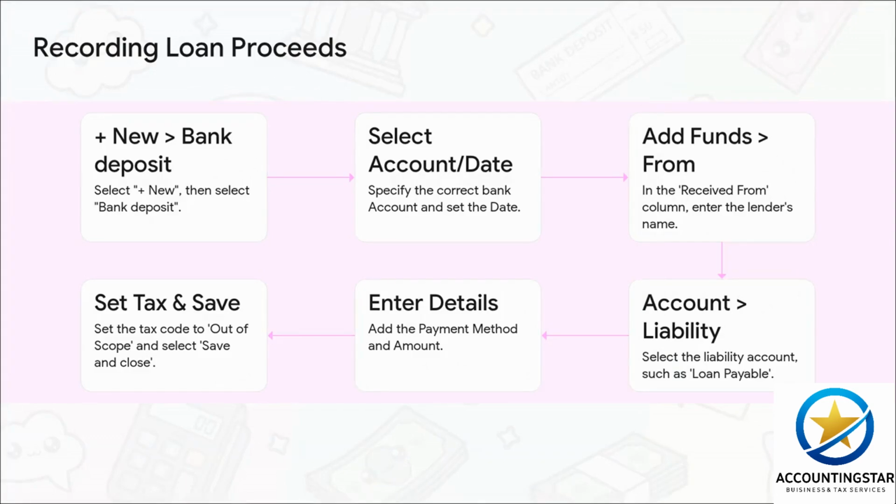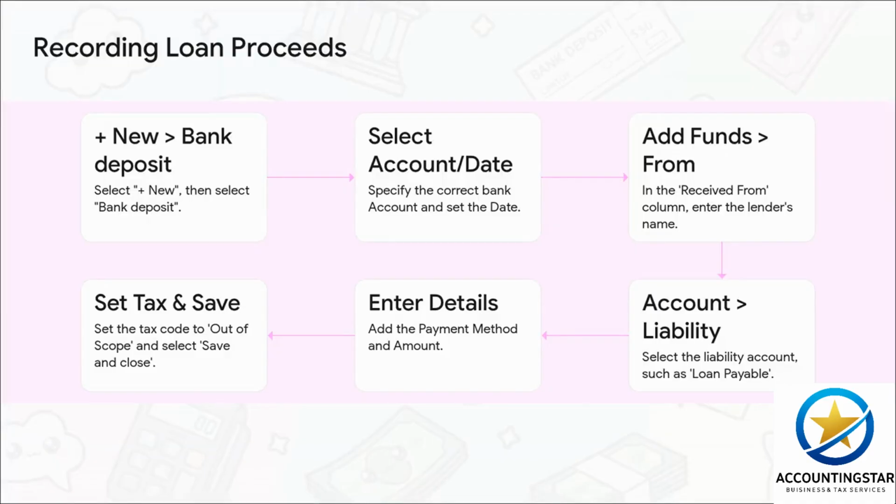First, you're going to click that big plus new button and select bank deposit. Easy. Then make sure you pick the right bank account and the correct date. Next up, in that Add Funds section, you'll type in who you got the money from. In this case, your lender. Now pay attention, because step 4 is where the magic really happens.